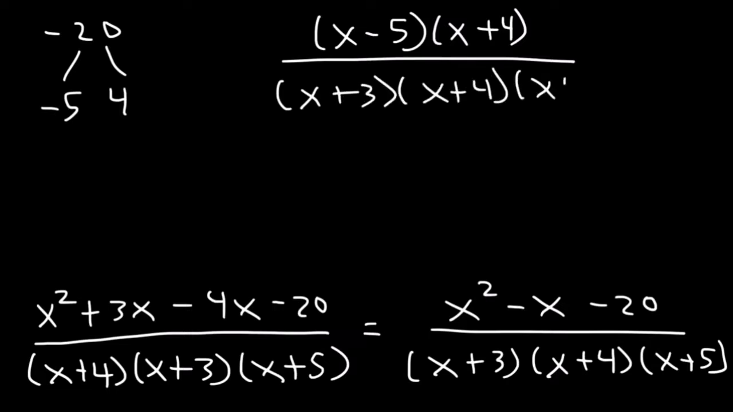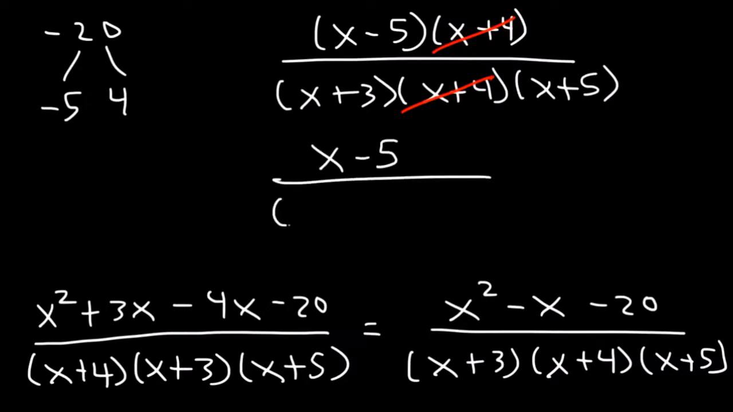So notice that we can cancel x plus 4. Therefore, the final answer is x minus 5 divided by x plus 3 times x plus 5. So that's the solution to this problem.